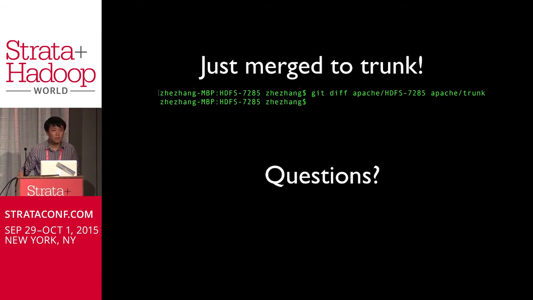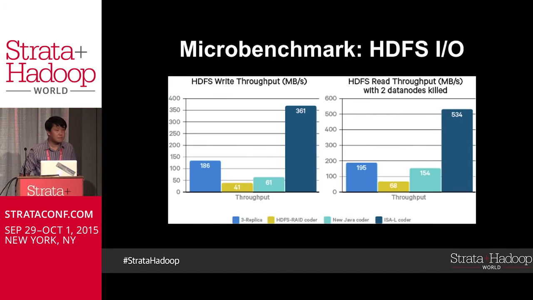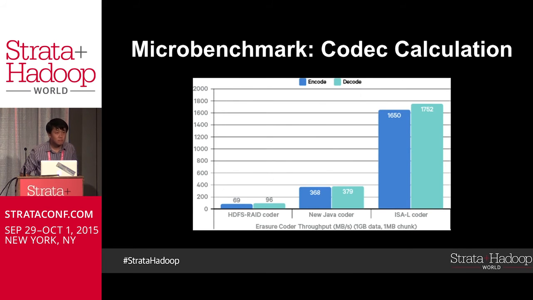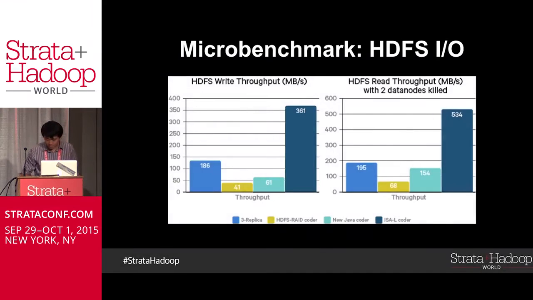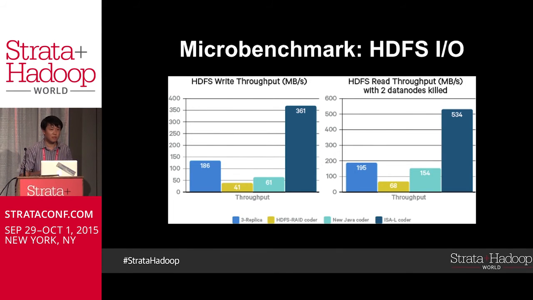My question is about the benchmark, and you did benchmark with two data nodes killed in the read, right? Yeah, two data nodes are killed. Why did you kill two data nodes? Yeah, because in the reading benchmark, if you don't kill any data node, then no calculation is involved. In order to test the performance of the arithmetic calculation libraries, we have to kill a data node to test the performance of recovering from storage failure.